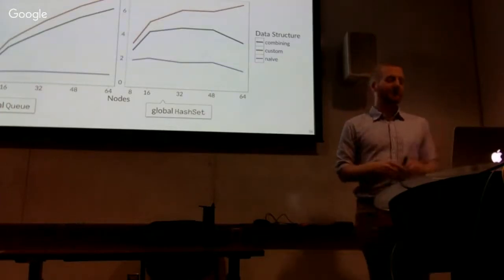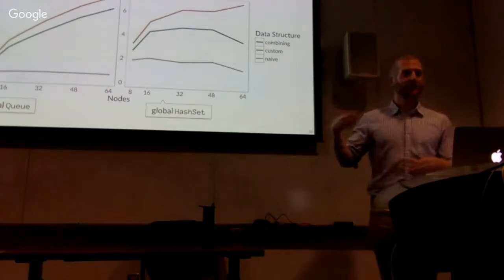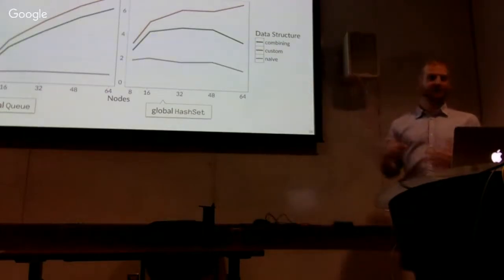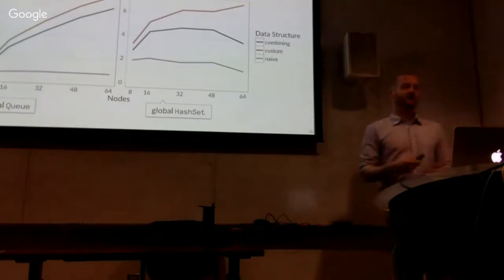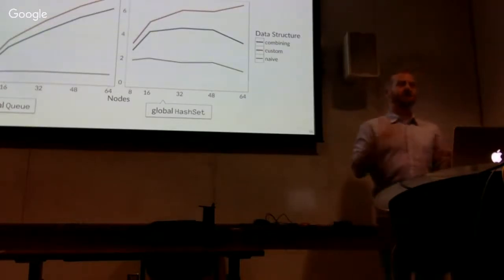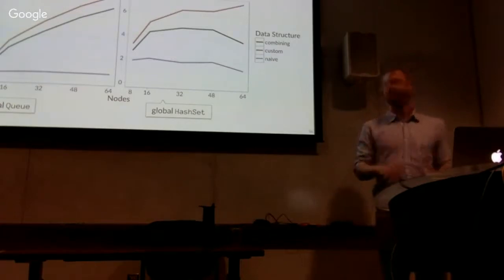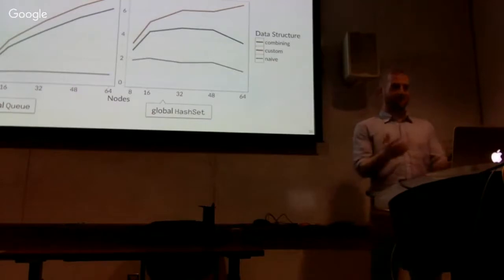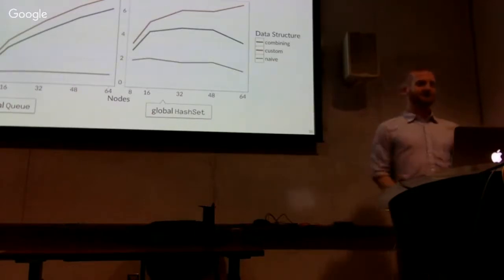And that's what's great about the difference between the green and the yellow bars here. The yellow one, using a custom data type, is changing the semantics of the data structure in order to make it perform better, right? Which actually requires you to think carefully about when that's feasible. The combining ones are without changing any semantics, just doing it smarter, you get almost the same performance.